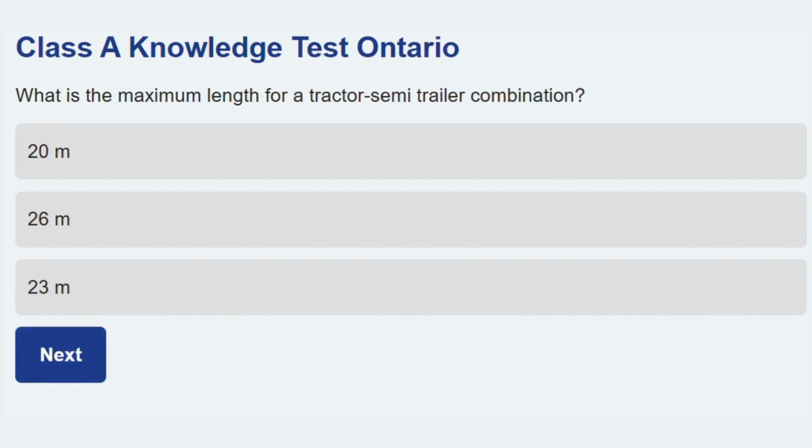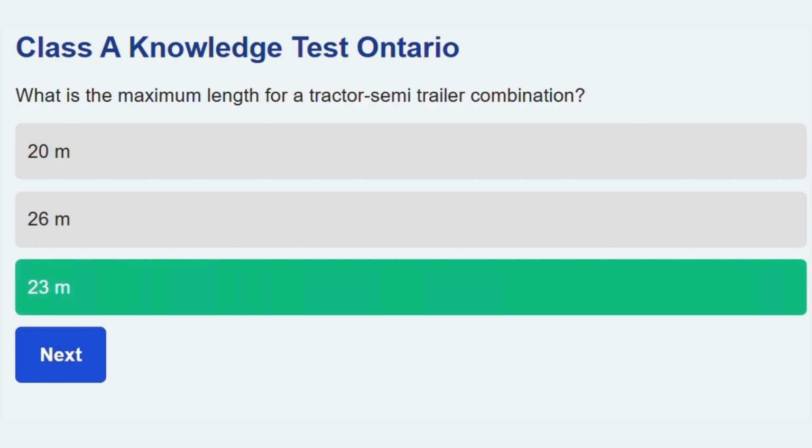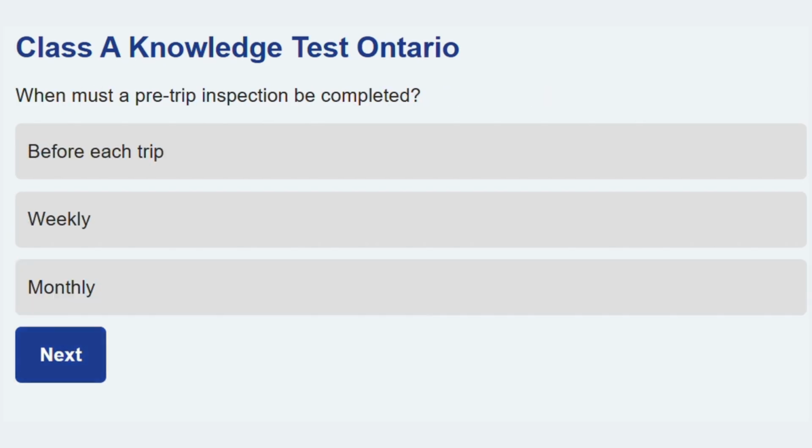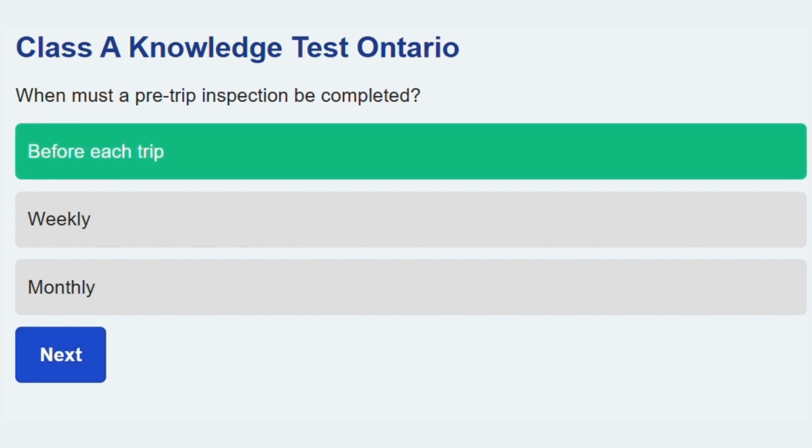Here's the next. What is the maximum length for a tractor semi-trailer combination? 23 meters. Governs combined tractor and trailer length. Moving along. When must a pre-trip inspection be completed? Before each trip. Identifies defects before you hit the road.